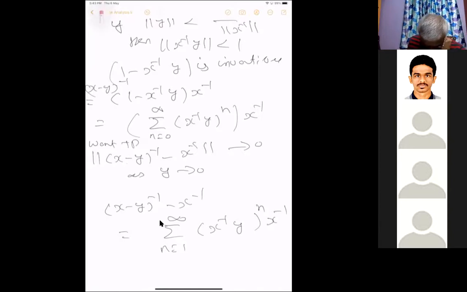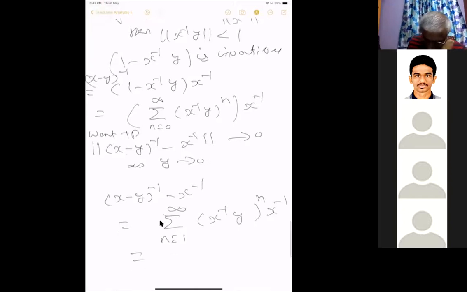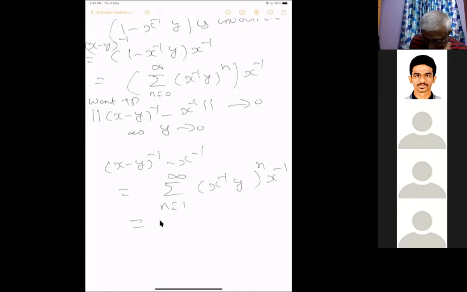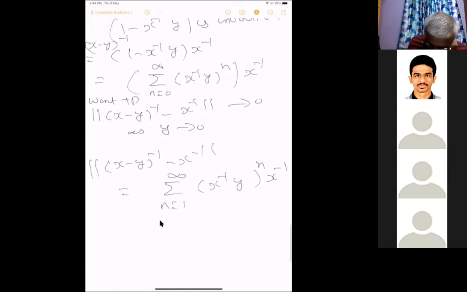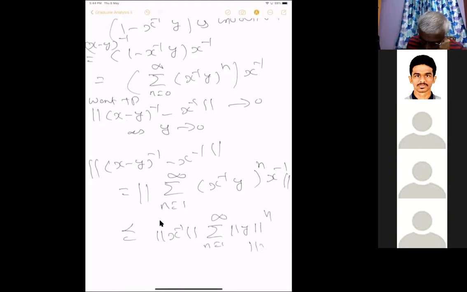Now this goes to 0 as norm y goes to 0. This is because it starts from, I mean, you just want to compute the norm anyway. And that is less than or equal to norm x inverse times summation n equal to 1 to infinity norm y to the power n times norm x inverse to the power n, right?